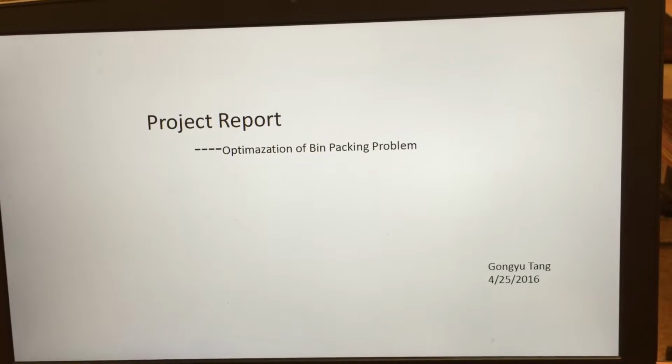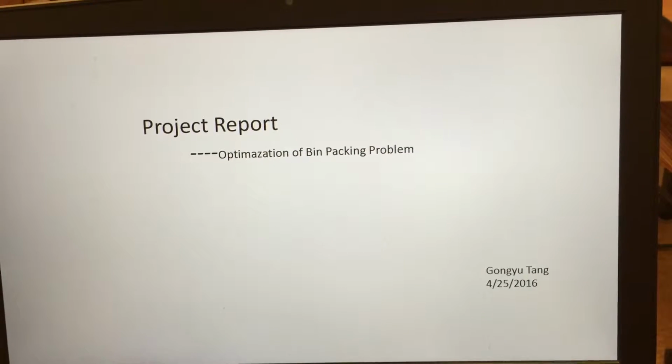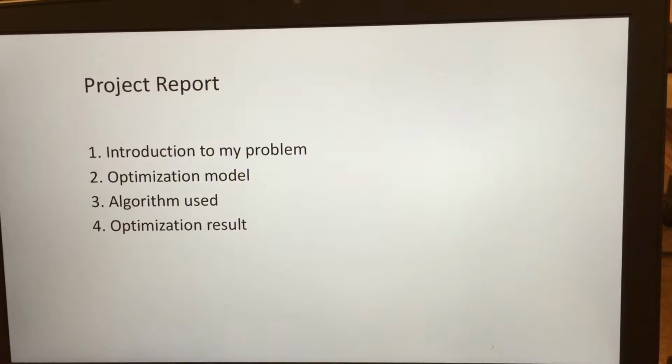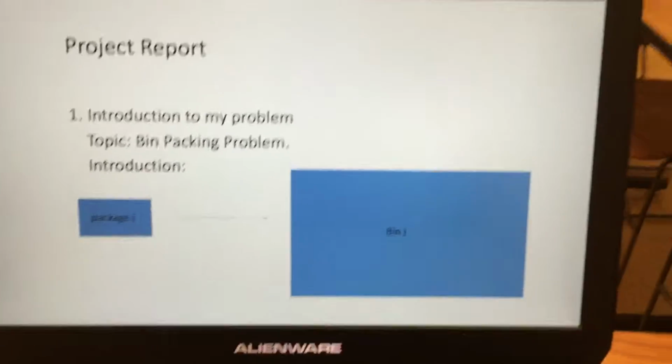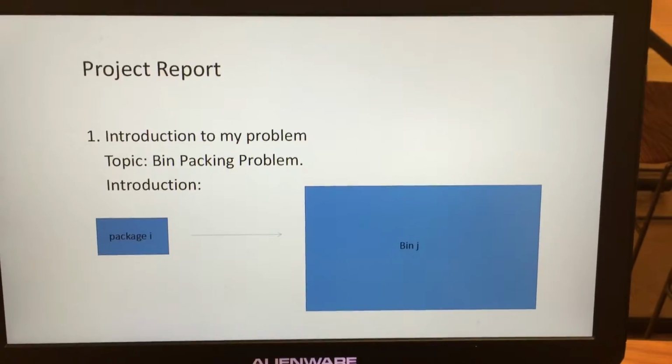My topic is optimization of bin packing problem. There are 4 parts in my project report. First is introduction to my problem. My topic is bin packing problem.